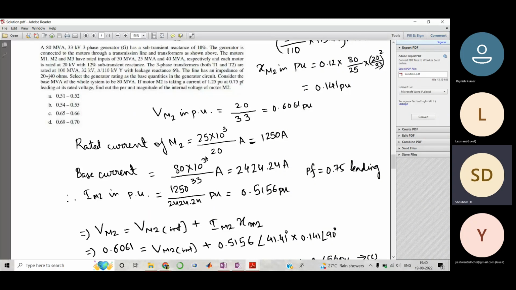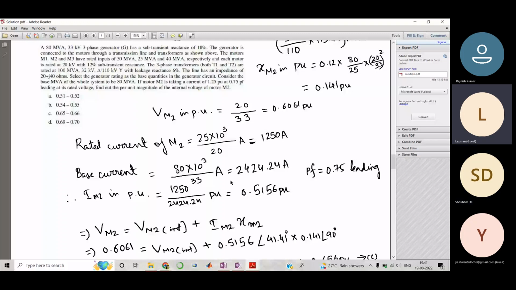But even if you use it, when you divide the rated current by the base current, this root 3 will get cancelled, right? So there won't be any effect of root 3, because you are calculating the per unit, which has no unit basically. That is why I didn't use any root 3 here. Okay, yeah, it is clear now.